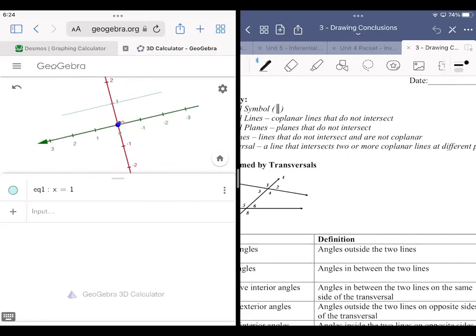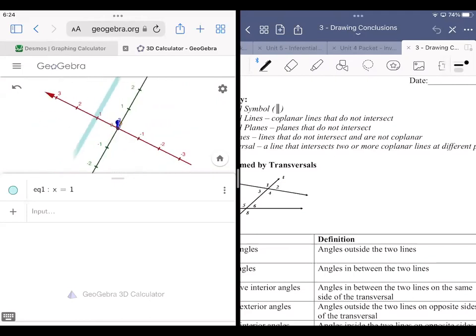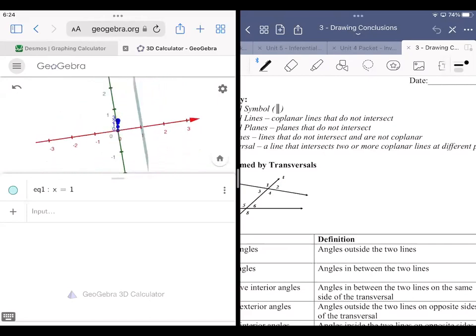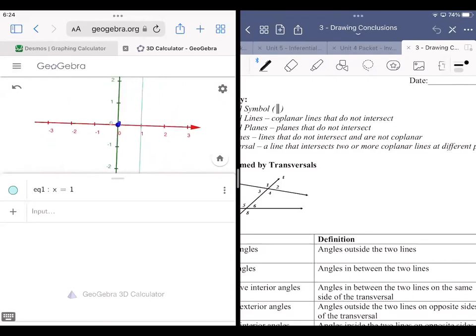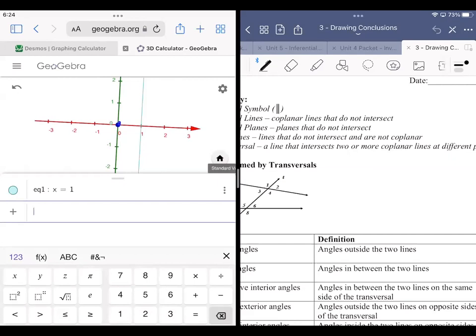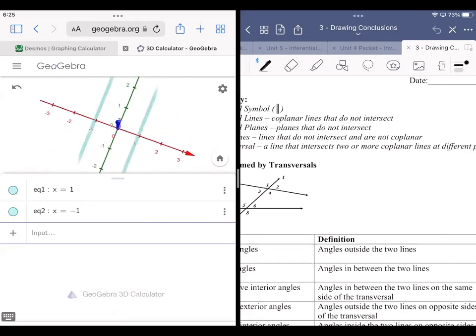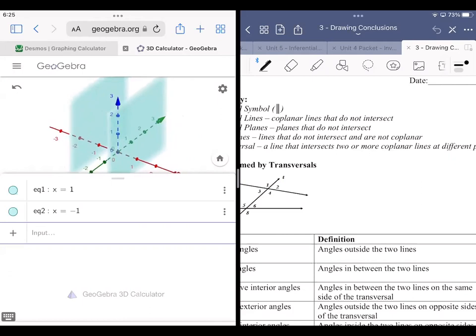If I'm looking at an X and Y axis, I think the red is X and the green is Y, but it really doesn't matter. Yeah, that's correct. This looks like a line, because we're getting a profile view of that plane. We're kind of looking down its edge. So if I get another plane in there, something like x equals negative one, now I have two parallel planes. From this perspective, they look like two parallel lines. But from this perspective, they're two parallel planes.